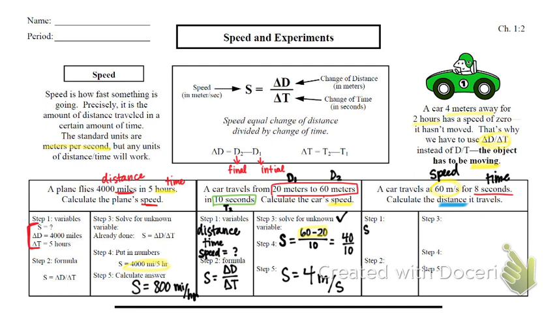So they gave us speed. What is that? 60 meters per second. We have time. That's just 8 seconds. And we need to find out what the distance is.